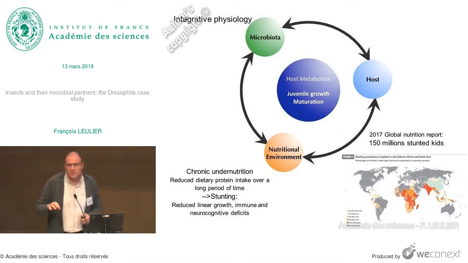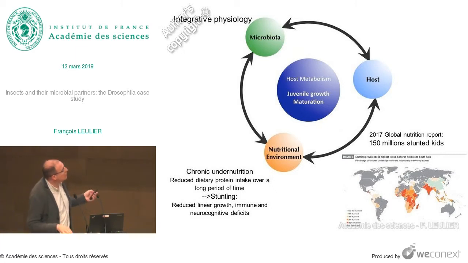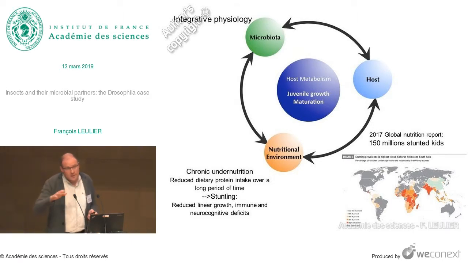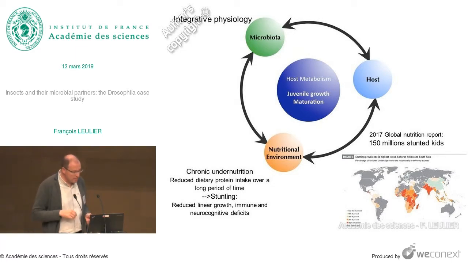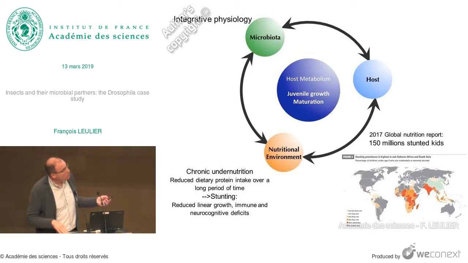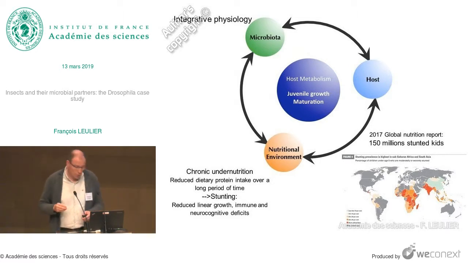We apply a particular nutritional environment to the animals, which is chronic undernutrition. We do so because chronic undernutrition in humans and animals is actually a condition that triggers stunting, which is a devastating condition that leads to reduced linear growth coupled to impaired immune and neurocognitive development. And this is a disease that is extremely prevalent in the human population, in kids in Africa and South Asia. Nowadays, there are more than 150 million kids affected by those conditions, way more than obesity.